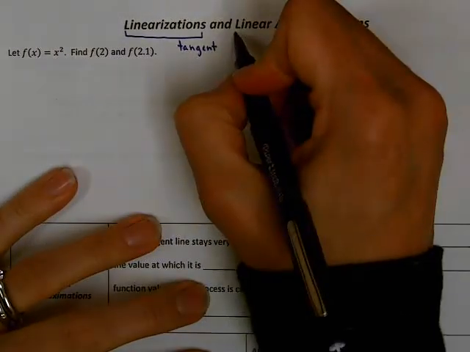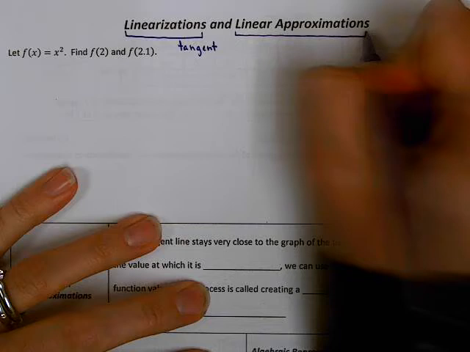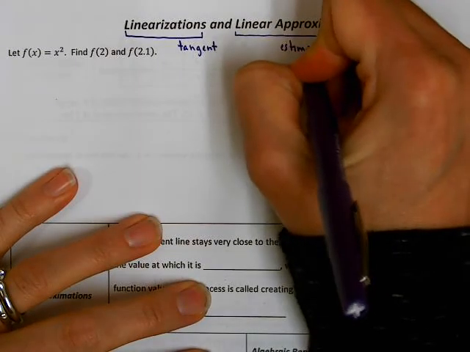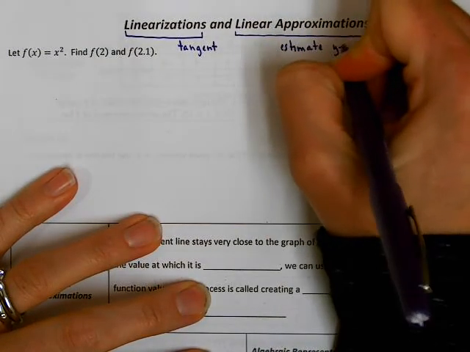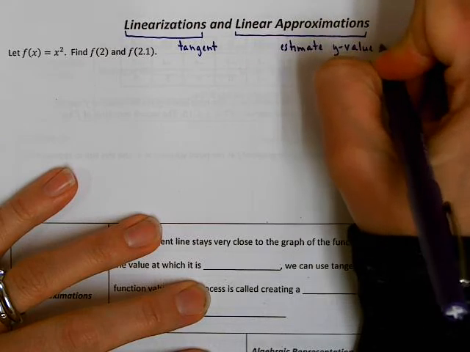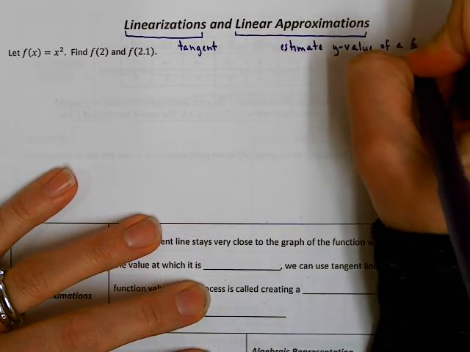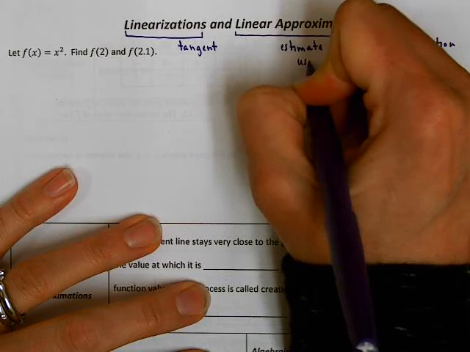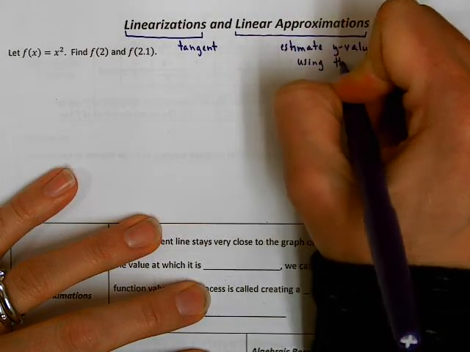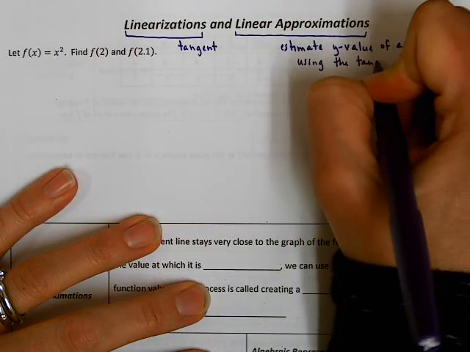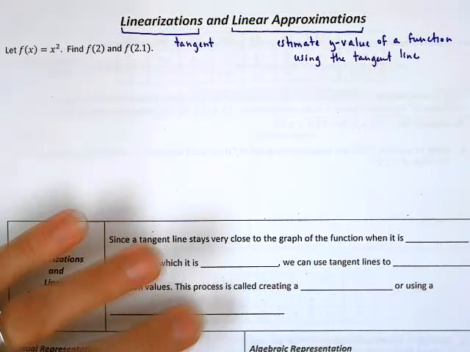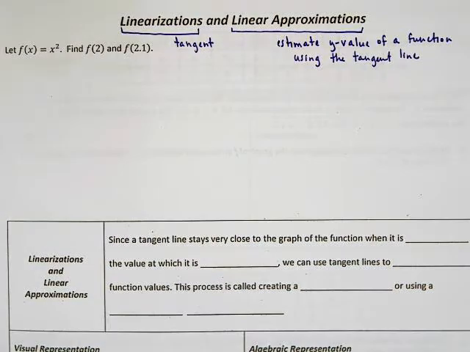When we're asked to write a linear approximation, really our goal there is to estimate the y value of a function using the tangent line. So if you keep in mind that this is really just about tangent lines, then it takes a lot of the confusion out of the topic.